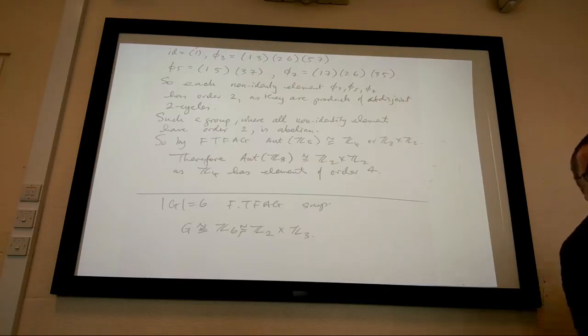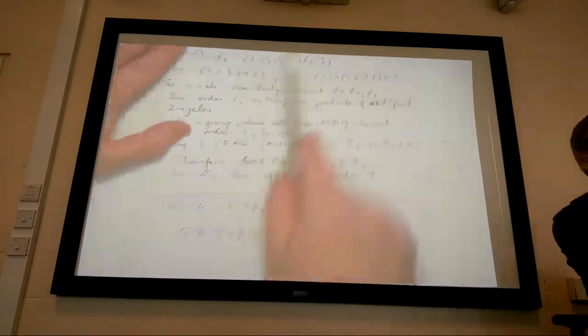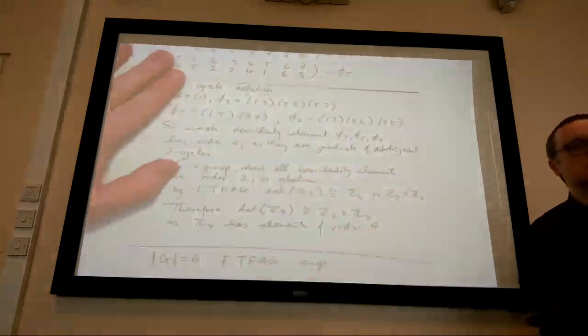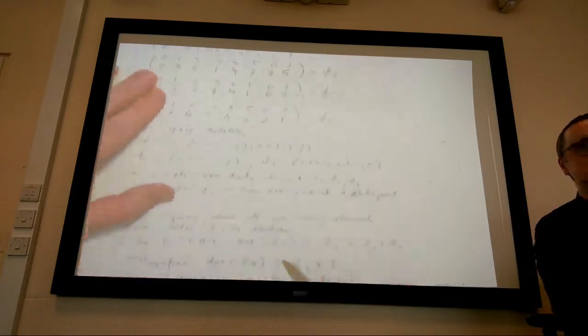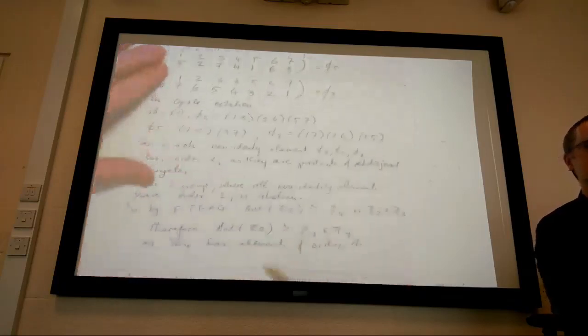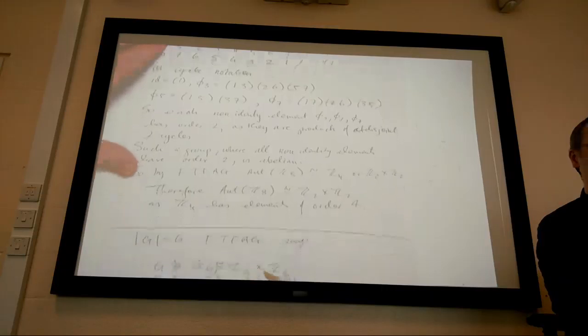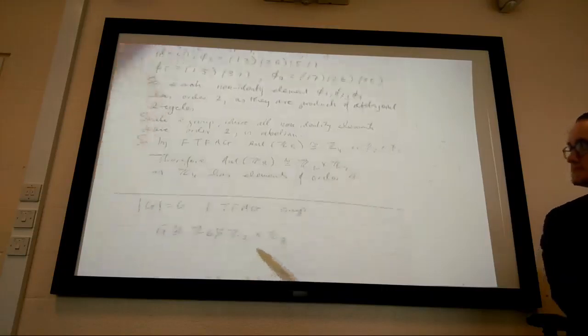you could choose for the top one, Z4 times Z2 as a group. No, because that would be a group of order 8, Z4 cross Z2. That would have 8 elements. But we know this is 4 elements. So there's only 4 automorphisms of Z8. Yeah. Okay.